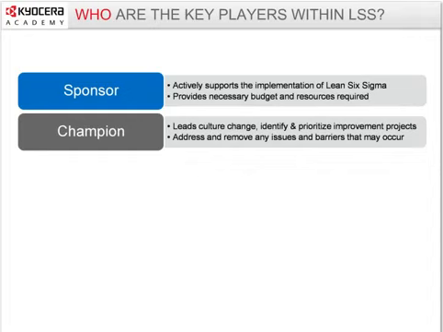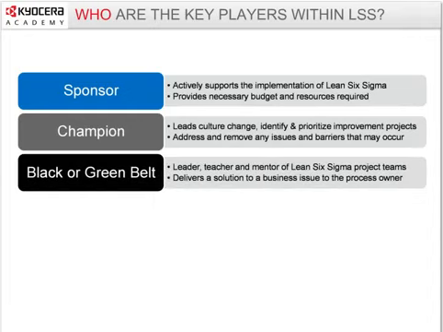Black and green belts are professionals who act as project leaders of Lean Six Sigma projects. They also serve as teachers and mentors of the team members. The most important role and responsibility of a black or green belt is to deliver a solution to a business issue to the process owner. While black belts are mostly 100% dedicated resources to Lean Six Sigma, and responsible for large-scale projects, green belts are traditionally only dedicated part-time within companies, and manage small to medium-scale projects.